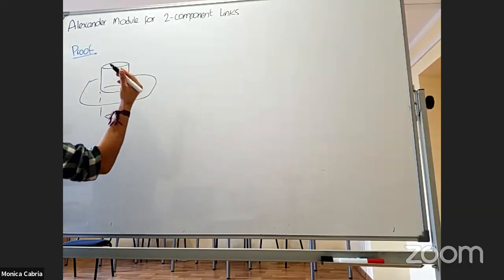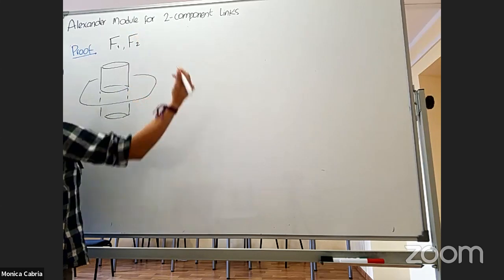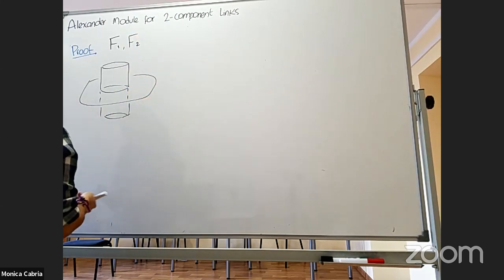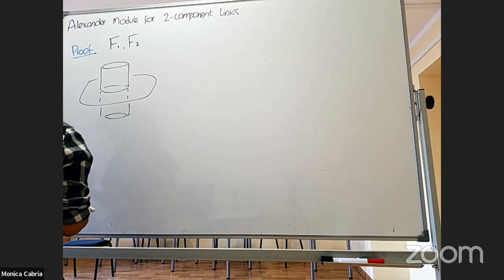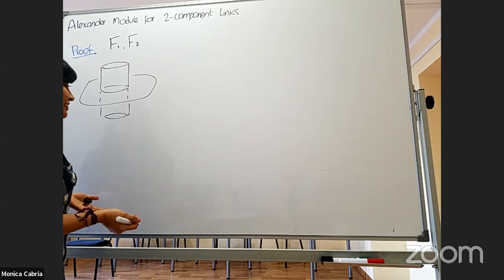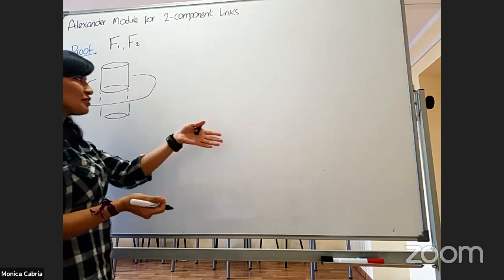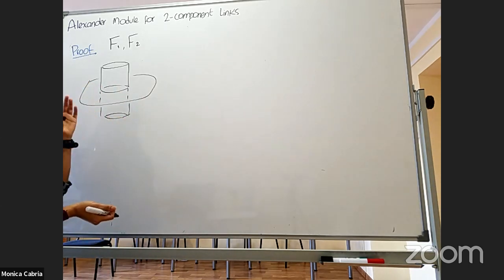Actually, these are the three cases that were on the other side of the board. So let's call F1 and F2 the Seifert surfaces, which intersect transversely, and they can intersect only in these three ways. Right? Okay. So now, how do we pass from circle to clasp? Because we want all of them to be clasps.